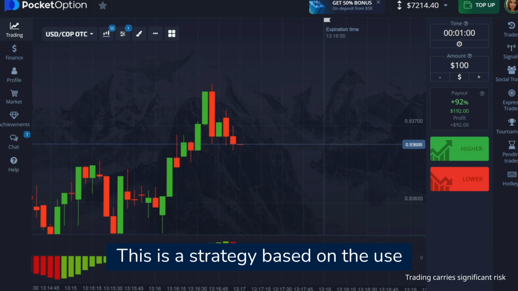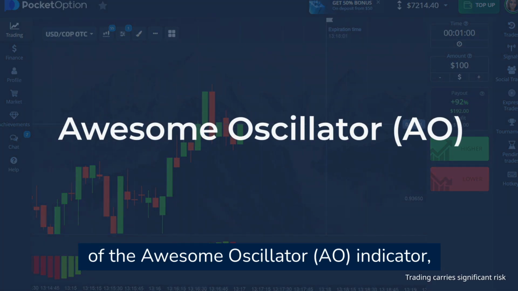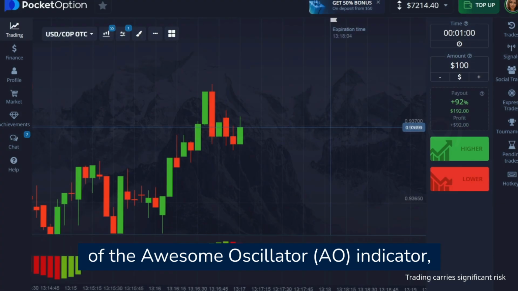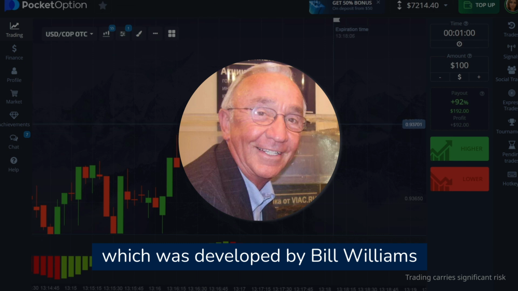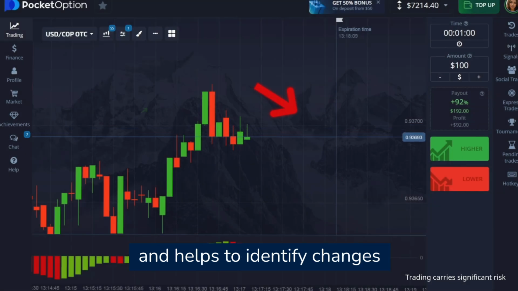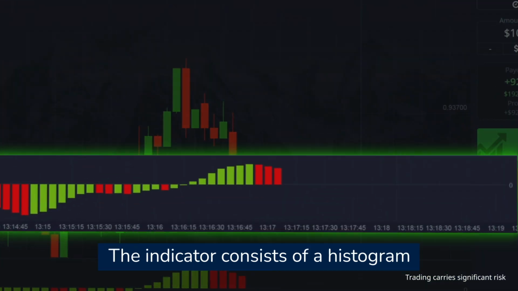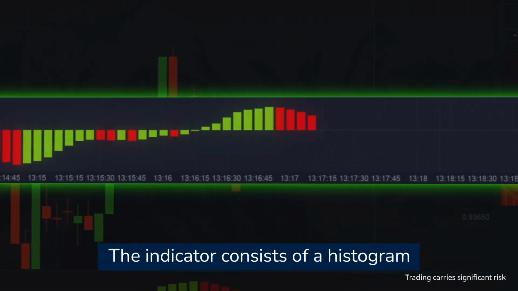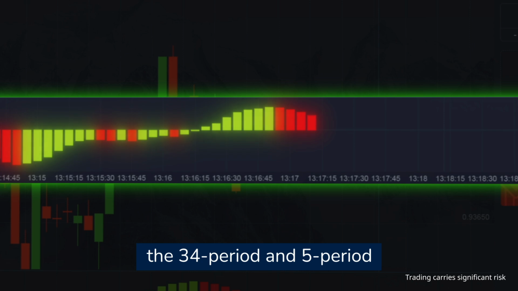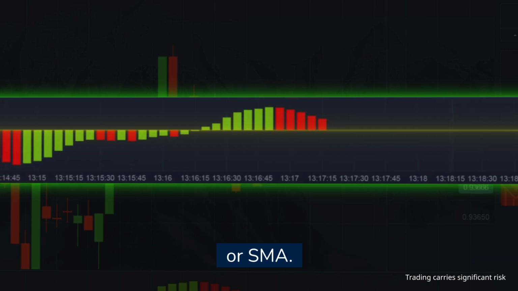This is a strategy based on the use of the Awesome Oscillator (AO) indicator, which was developed by Bill Williams and helps to identify changes in market dynamics and possible trend reversals. The indicator consists of a histogram showing the difference between the 34-period and 5-period simple moving averages, or SMA.